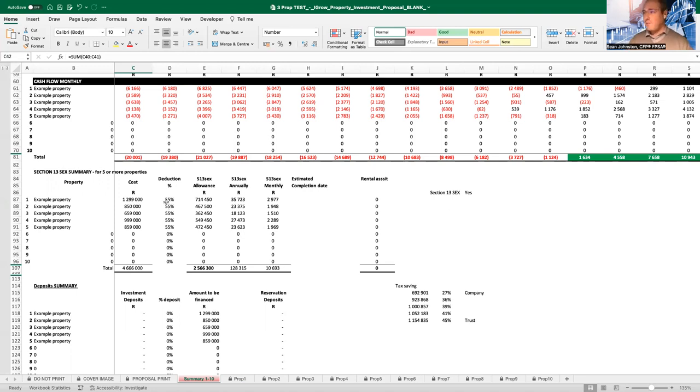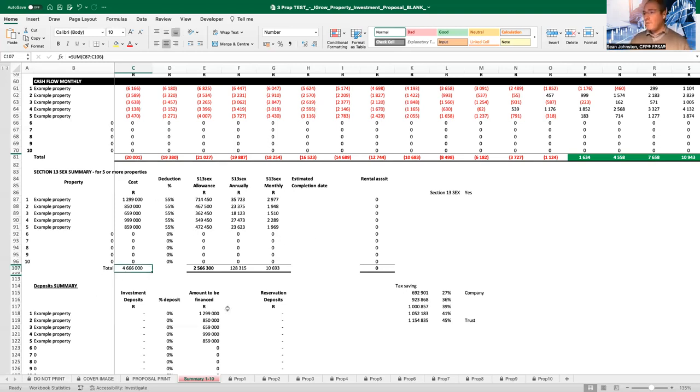The reason why I say minimum is because this is for sectional title in this example. If it's for full title or plot and plan, then the land is not deducted, but the improvement of the land is, which means that you could have a higher deduction applied, such as 60% or 62%. But in most cases, 55% because it is sectional title, and that is the most common rental property in South Africa.